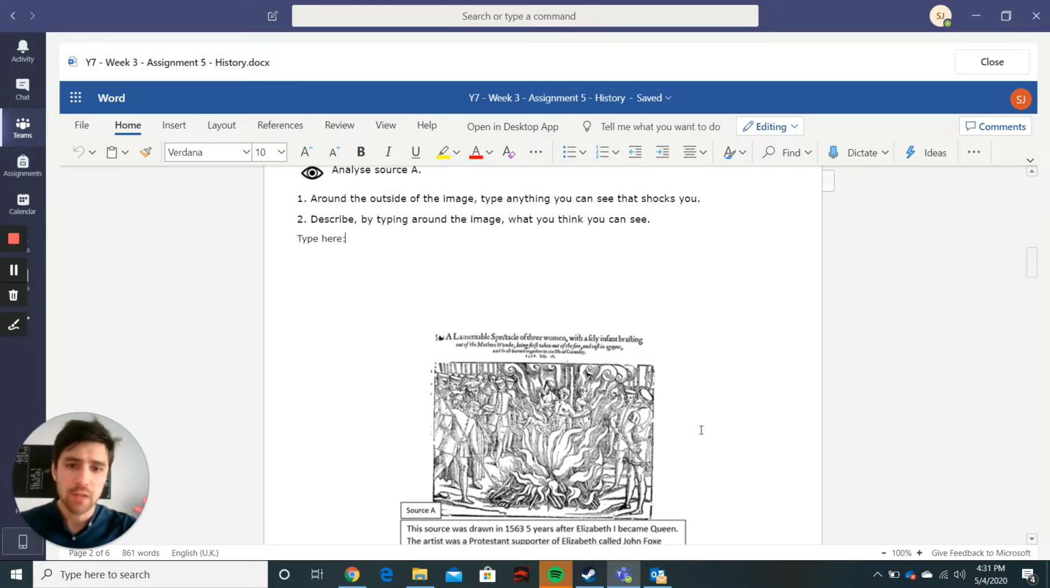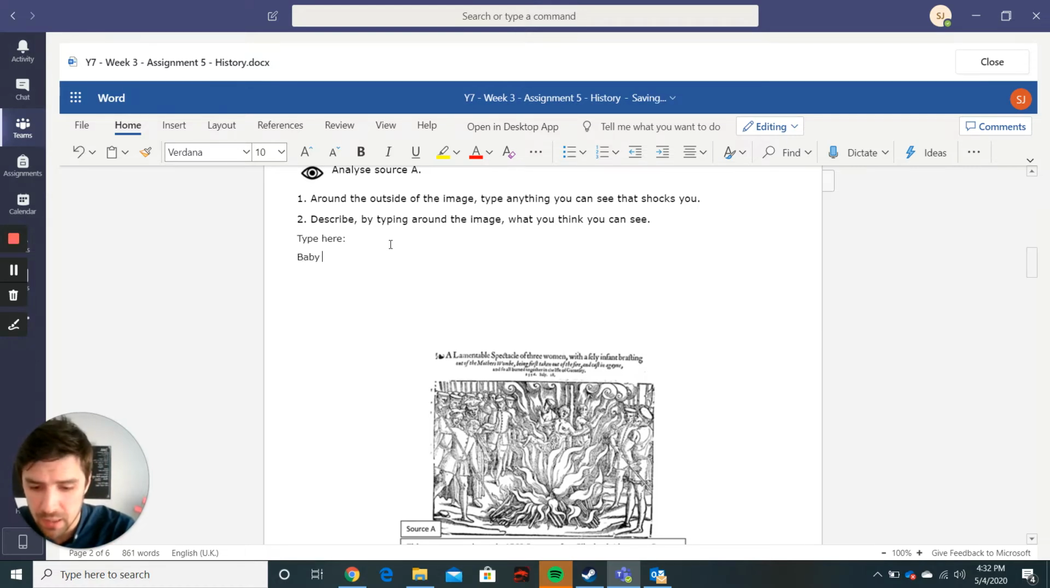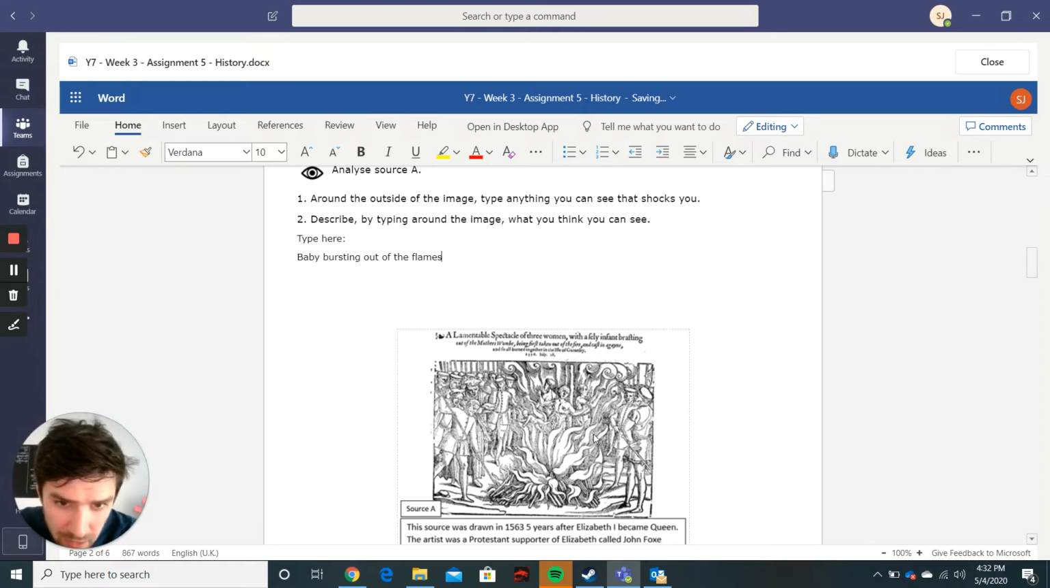For example, if I look at the image here, I can see right in the middle a baby kind of shooting out, and these look like flames. So I'm going to write here a baby bursting out of the flames. I think as well this baby has come from this belly, because if I look, this belly's burst open. You might think this is a man. It's not. Women would have had their head shaved before they were burnt on the stake. So this is definitely a woman. So clearly this is a pregnant woman and the baby's bursting out as she's burnt. That's something that shocks me.